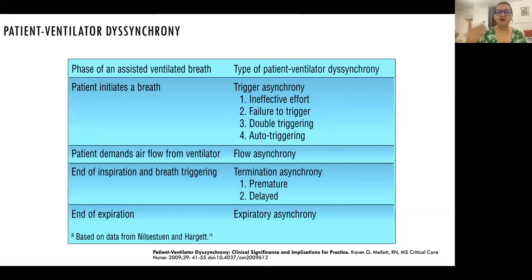Now, as I said, in the trigger, there might be a problem. The patient initiates a breath, but you may still have trigger asynchrony because some of the babies may have ineffective efforts. They may have failure to trigger because they are not triggering at the point where you ask them to. Or there could be double triggering because you have kept the inspiratory time of the ventilator less than the neural inspiratory time. Or there could be auto triggering because of water in the circuit, or due to hiccups, or due to a change in flow for any other reasons. So you may have a problem with trigger asynchrony.